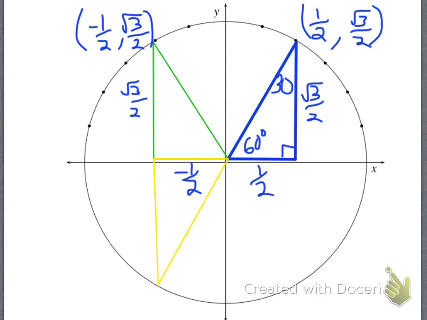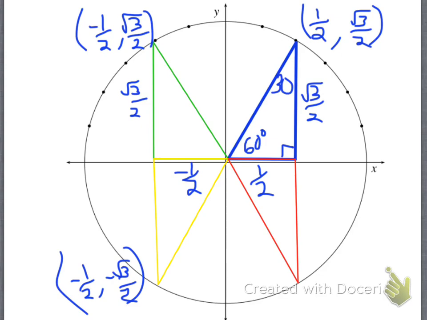We have our yellow one down here, which shares the same x value of negative 1/2, and now a negative y value. And we have the red one, which shares the x value of the blue, positive 1/2, but a negative y value. And those are all of our exact coordinates on the unit circle.